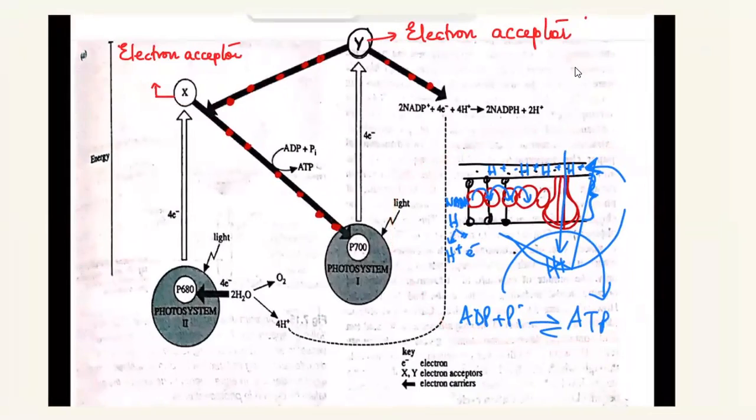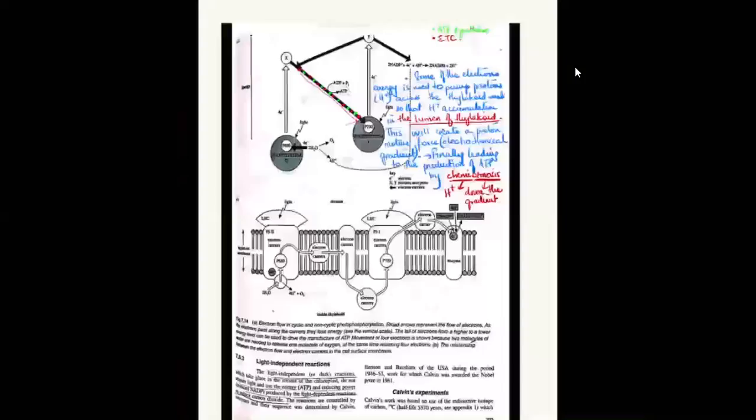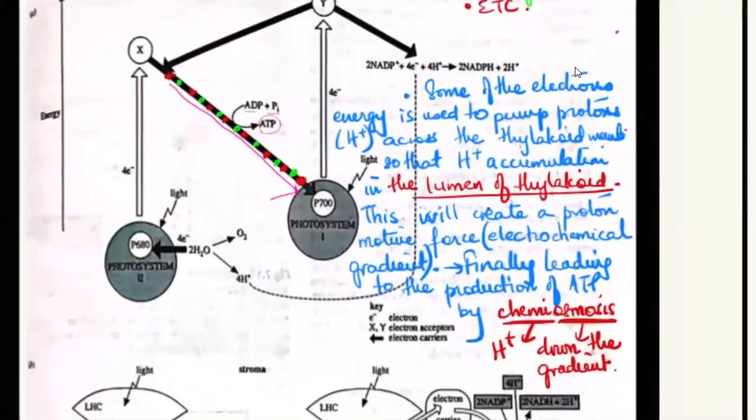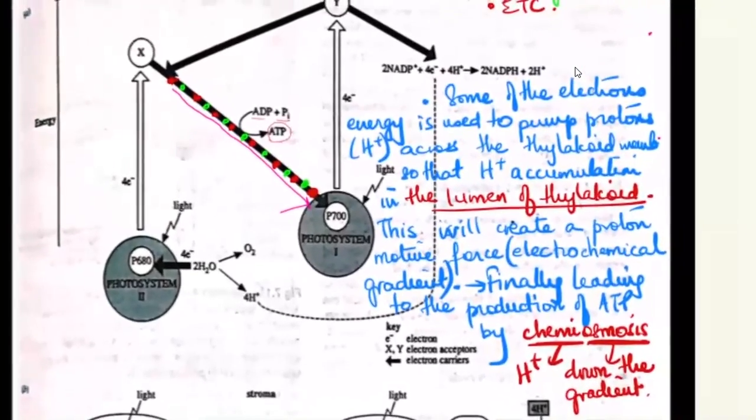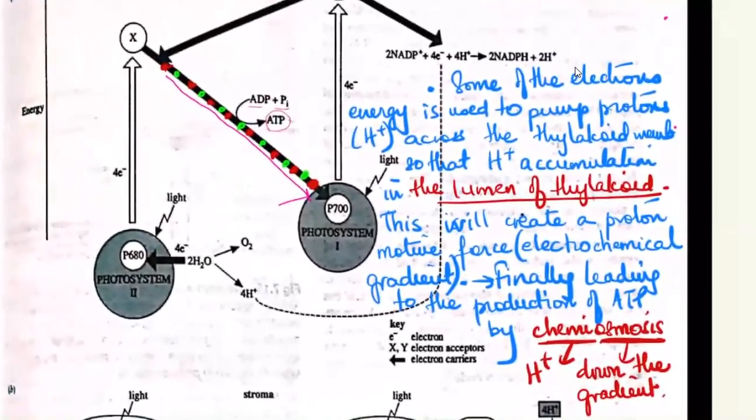Exactly. Now that you know what cyclic and non-cyclic is, let's move to this and let's see what I have written. अब इसको आप देखो। Okay, so some of the electrons' energy is used to pump H plus ions across the thylakoid membrane, so that H plus accumulation in the lumen of the thylakoid. So basically, it's the same process that happened in our mitochondria, ना कि intermembranous space में वो pump हो रहे थे, इस बार अब बस हम thylakoid membrane में, अब ये lumen में accumulate हो रहे हैं, right?